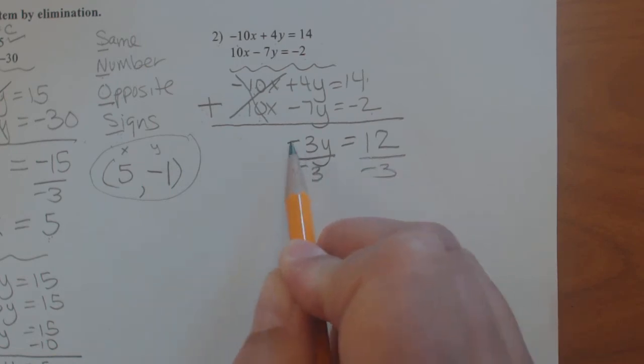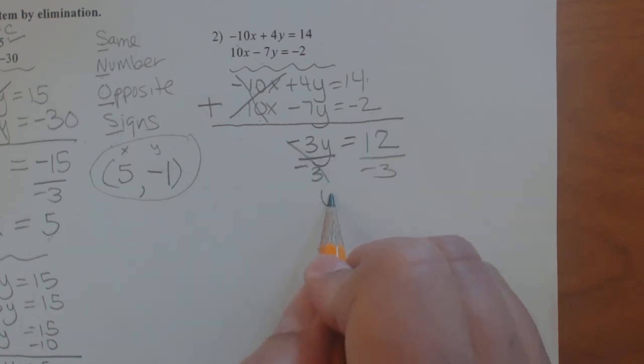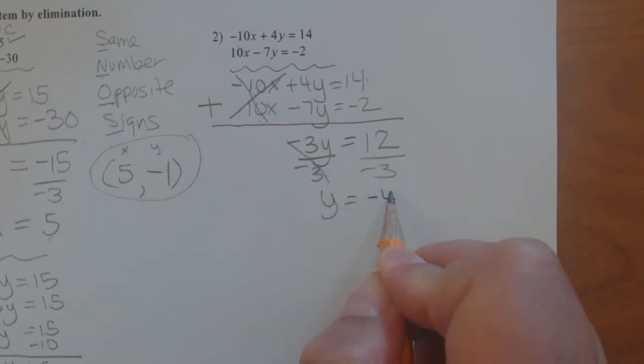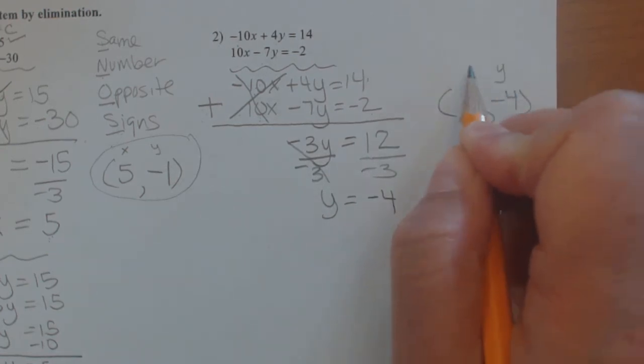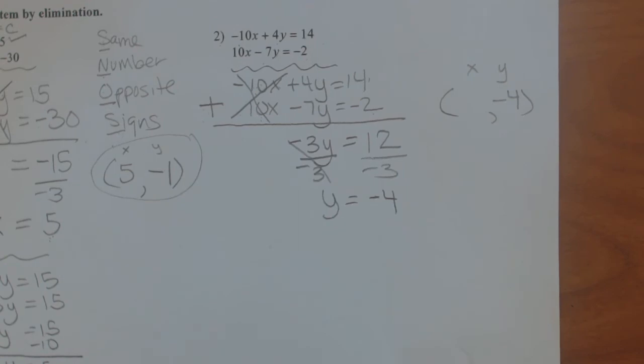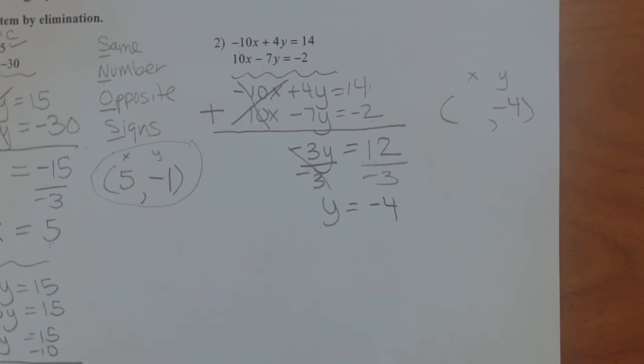Now it's just solving for y. Divide both sides by negative 3. y equals negative 4. So we now have the y value of where they intersect. Remember that other problem, we got the x value. This problem, we found the y value first. So either one you find first, it doesn't matter. You just have to make sure that you're eliminating one of the variables.